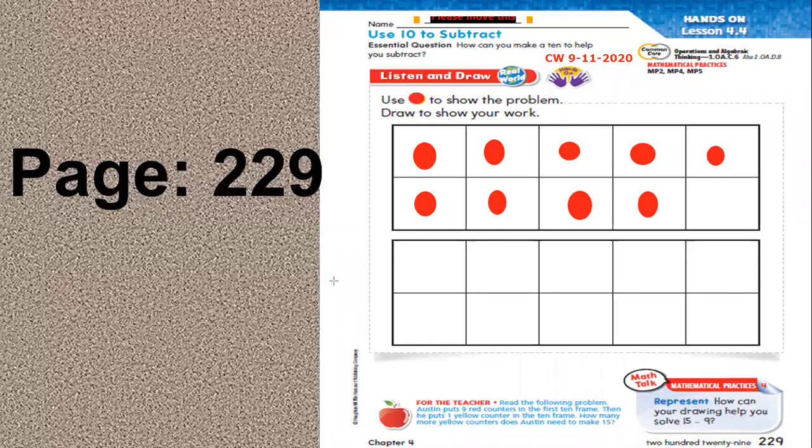Now, Austin puts 9 red counters in the first 10 frame. Then he puts 1 yellow counter in the 10 frame. So still the 10 frame, it's not full. So he puts 1 yellow color counter. Now the 10 frame is filled. Now, how many more yellow counters does Austin need to make 15? He has to make it 15. So how many more does he need?